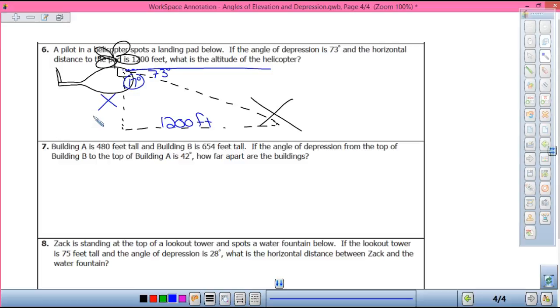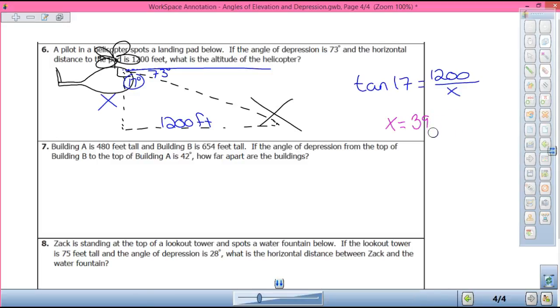Okay, so what am I going to use? Tangent of 17. There you go. Tangent of 17 equals x over 1,200. So divide it out. How high is my helicopter? Oh, 39.25. Even? Okay, so even.